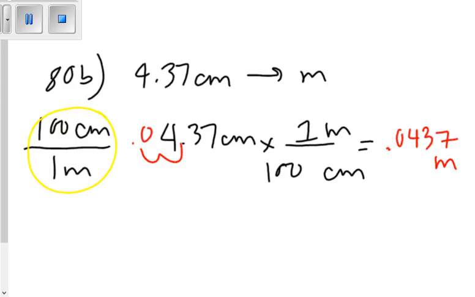All right, so that concludes this video. It was the scientific notation of multiplying and dividing and using conversion factors to convert between different units. The next video will be percent error and significant figures.